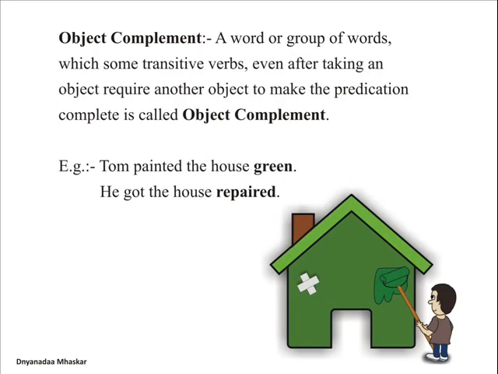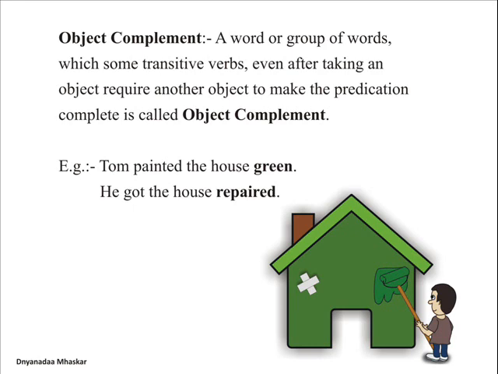What is an object complement? A word or group of words which some transitive verbs, even after taking an object, require to make the predication complete is called an object complement. What does it mean in simple terms? There is an object, but even though there is an object, we need another object to make the sentence meaningful.